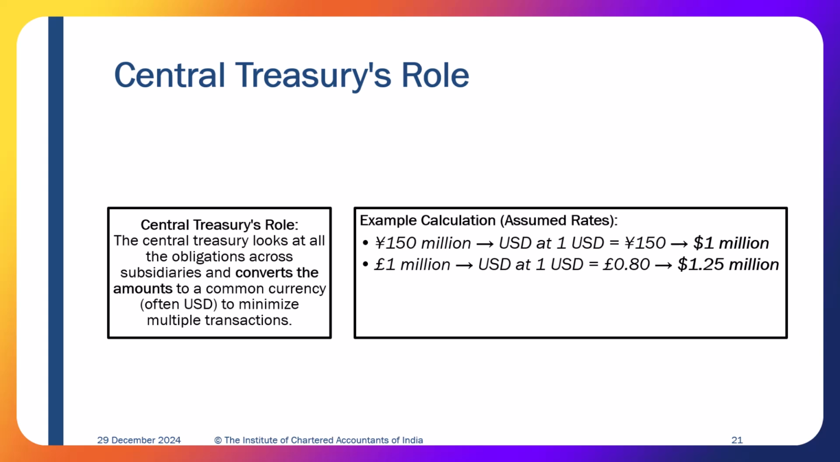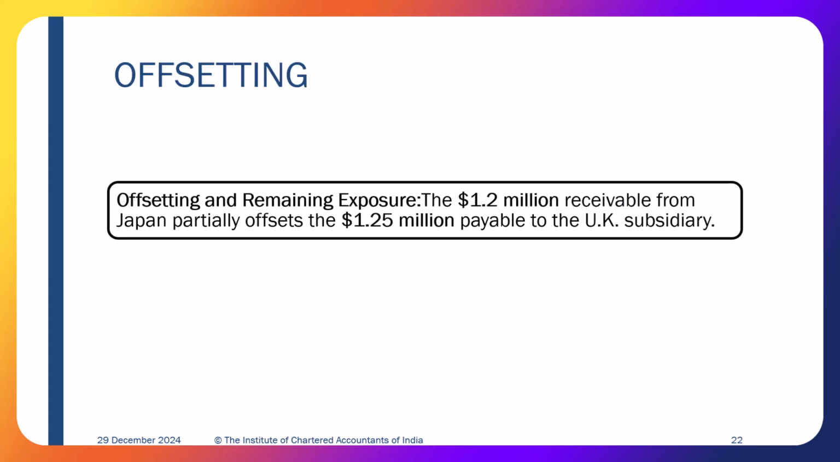Just focus it here. Okay. Now offsetting and remaining exposure. The 1.2 million receivable from Japan partially offsets 1.25 million payable to UK subsidiary. Okay. 1.2 million receivable from Japan partly offsets 1.25 payable to UK subsidiary.